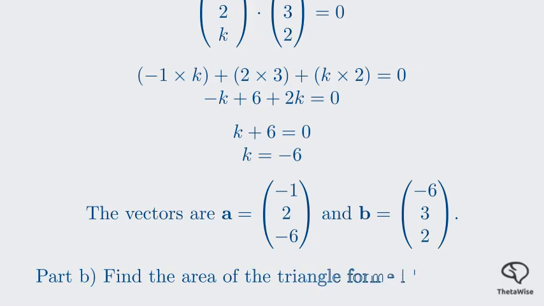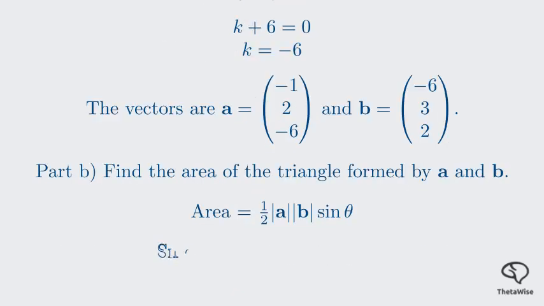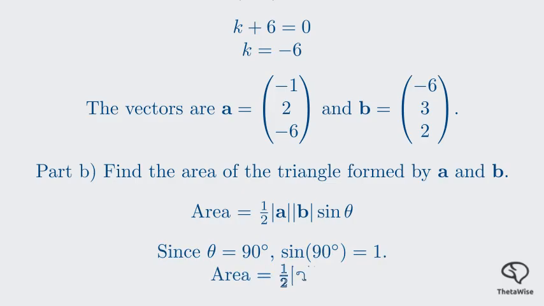We can find this area using a geometric property of the dot product. The area of a triangle with two sides given by vectors A and B is 1/2 times the magnitude of A times the magnitude of B times the sine of the angle between them. However, we already know the angle is 90 degrees. Since the vectors are perpendicular, the angle is 90 degrees, and the sine of 90 degrees is 1. So the formula simplifies to 1/2 times the magnitude of A times the magnitude of B.